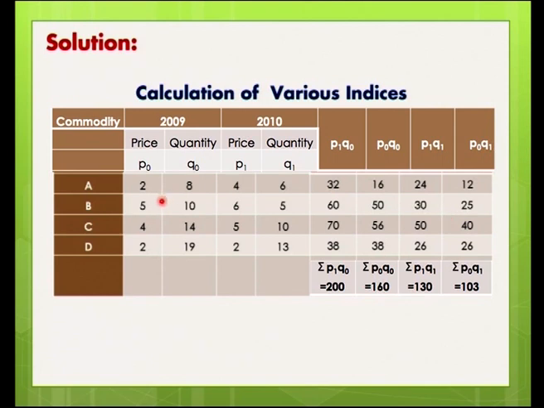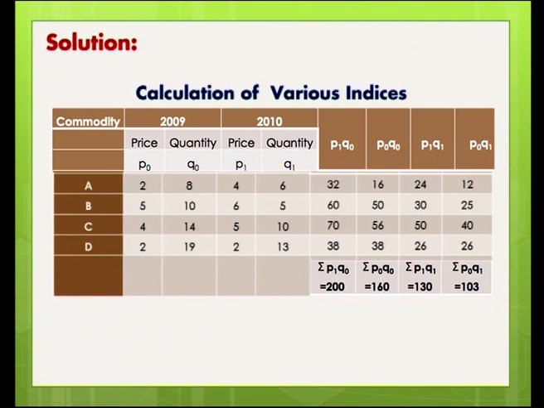So, we will calculate P1 into Q naught. P1 into Q naught is this 4 into 8, so it's 32. Similarly, P naught into Q naught is 8 into 2, which is 16. Then P1 into Q1 is 4 into 6, which is 24, and then P naught into Q1 is 2 into 6, which is equal to 12. Likewise, all the values in the columns P1Q0, P0Q0, P1Q1 and P0Q1 are calculated, and then their respective summation values are calculated.